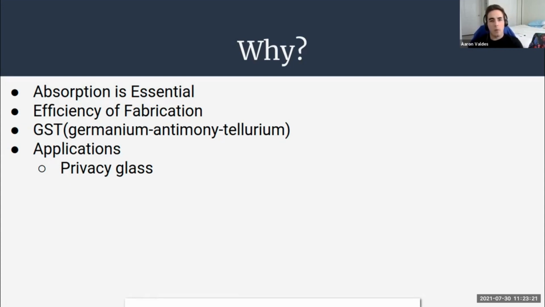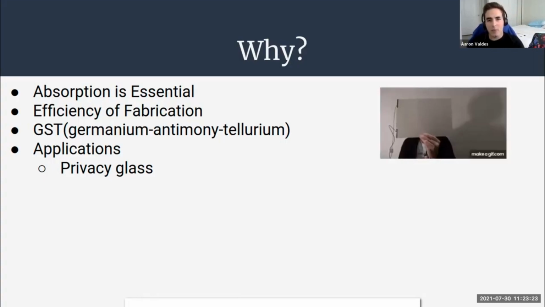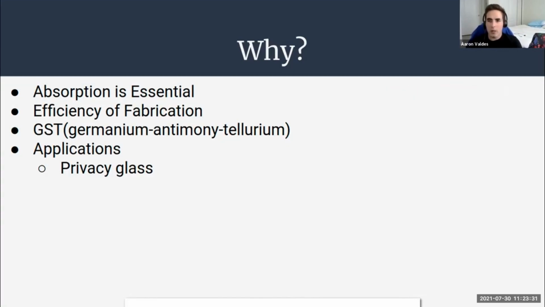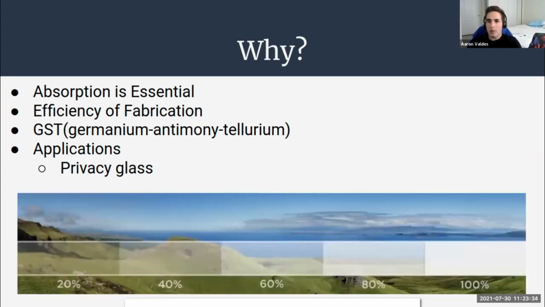Why are we looking for the difference? Well, as seen in this clip from the privacy glass, the material is able to change its absorption from probably 20% to 100%, which means there's an 80% difference. So, as you can see from this diagram over here at the bottom, the phase change material that we are mostly testing is GST, which stands for germanium antimony tellurium.